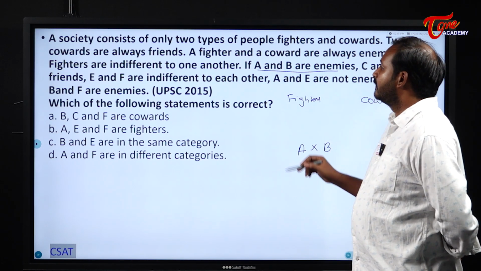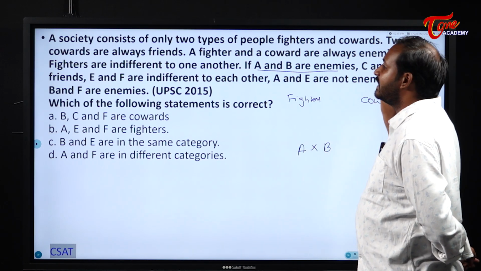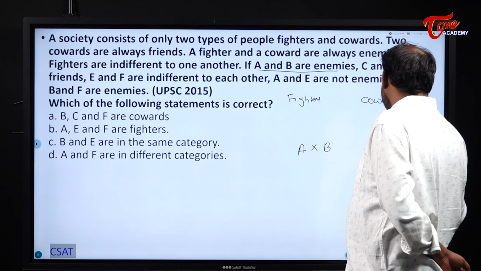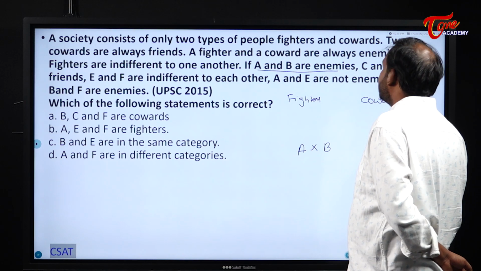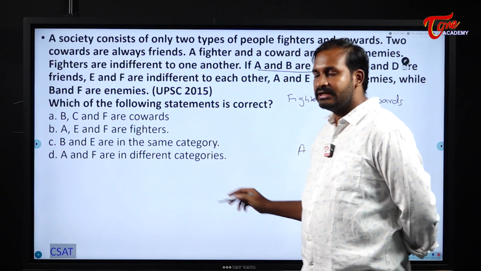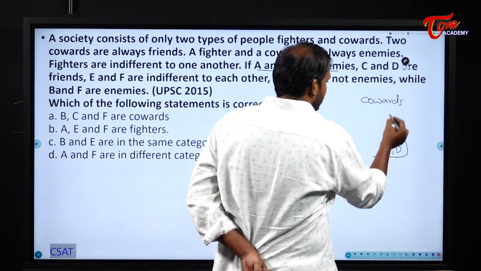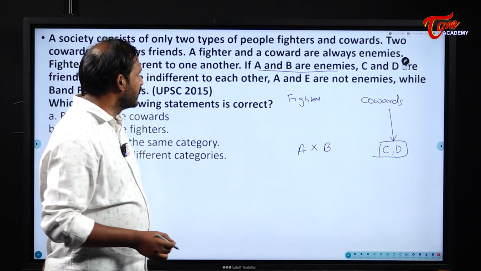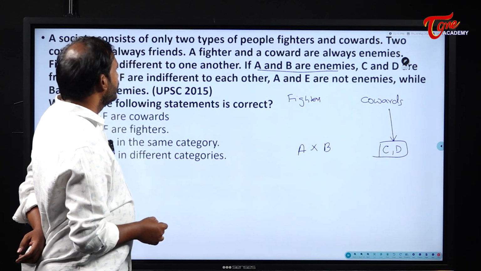Okay. A and B are enemies. C and D are friends. What are they telling? Two cowards are always friends, right? That means C and D will go under which category? Cowards category. C and D are cowards. Okay, good.